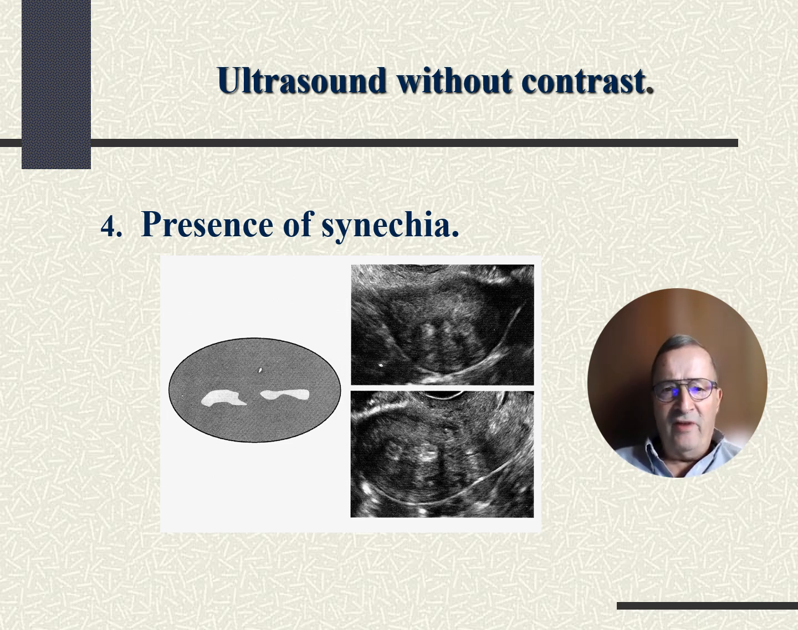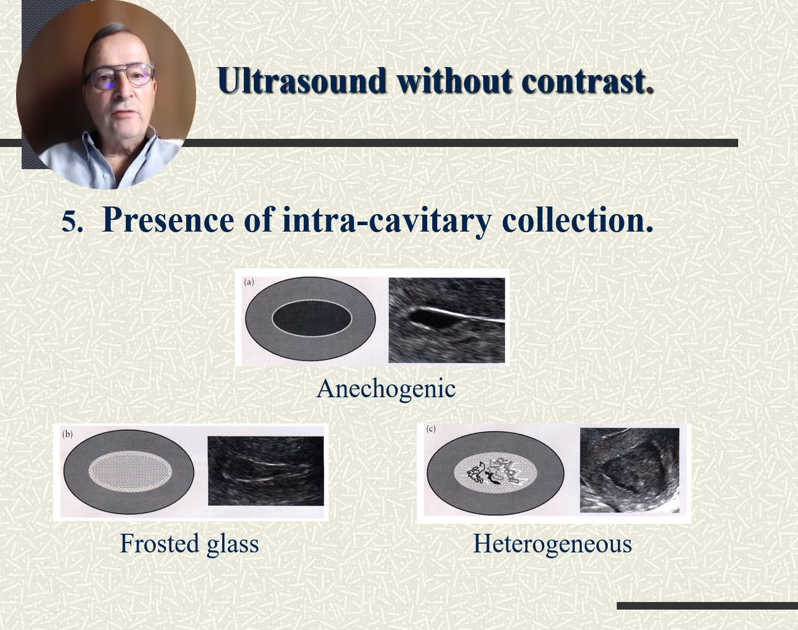The fourth point is to try to find the presence of synechia. It could become very complicated to be sure of the presence of synechia. It's easier when we have a collection inside the endometrial cavity. The last point to be described is the presence of intracavitary collection. This collection can be anechoic, as you can see here, or like frozen glass, or heterogeneous.